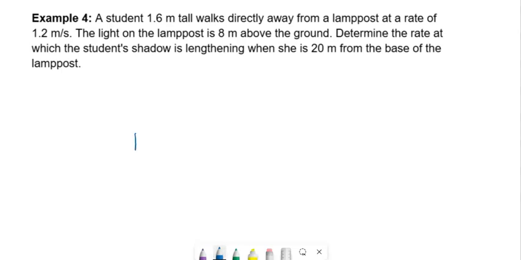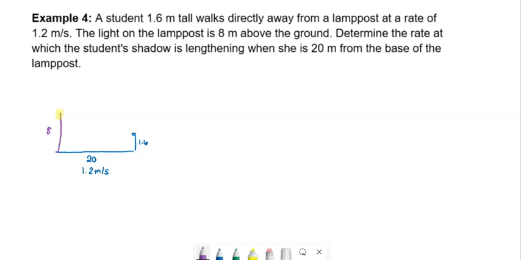So this guy is 1.6 meters tall. There's my little guy. And he has walked away from a lamppost that is 20 meters away. The rate at which they're walking is 1.2 meters per second. The light on the lamppost is 8 meters above the ground. So there's my lamppost, and it's 8 meters tall.